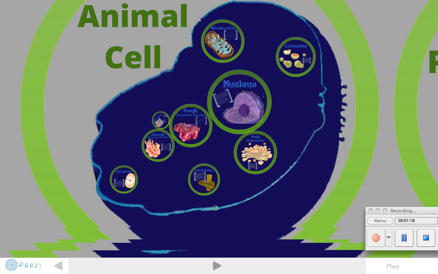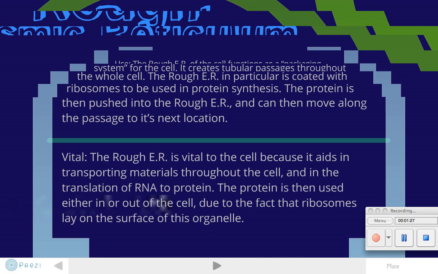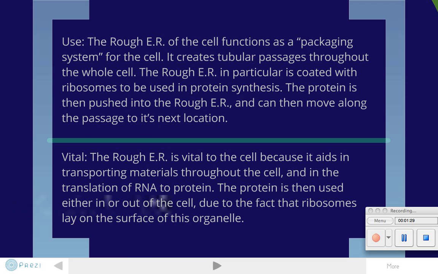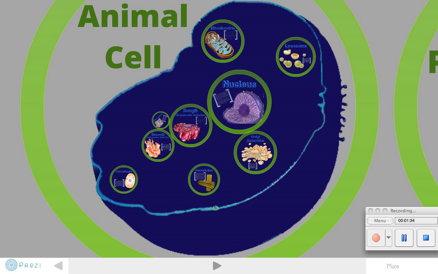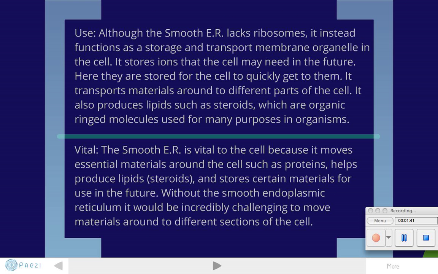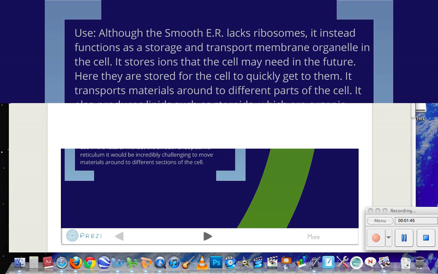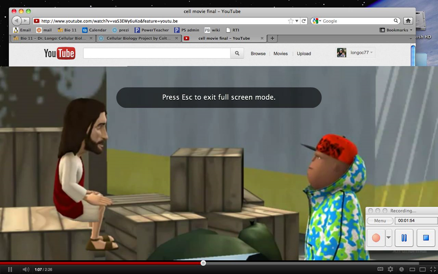And the Prezi is a very attractive way of displaying information, basically replacing PowerPoint with its new zooming feature. And Prezi is a good way for teachers to display information as well. So you can see how this student went through each part of the cell, described its function, its use, and talked about why it's vital. This particular student created an Xtranormal video as seen here.